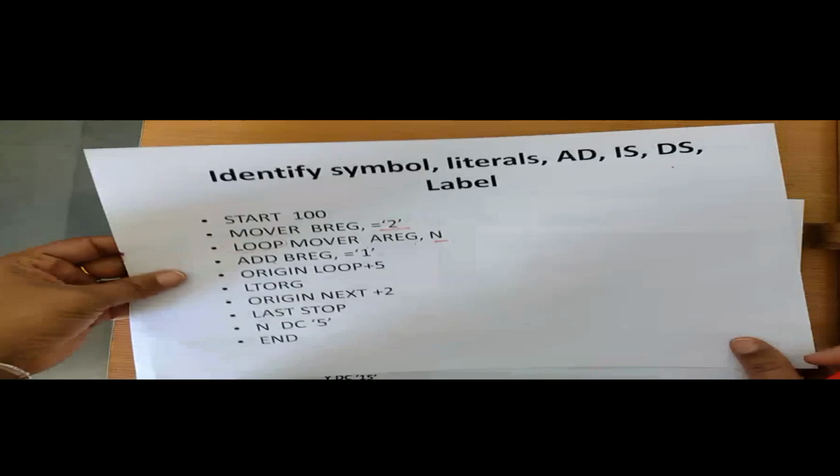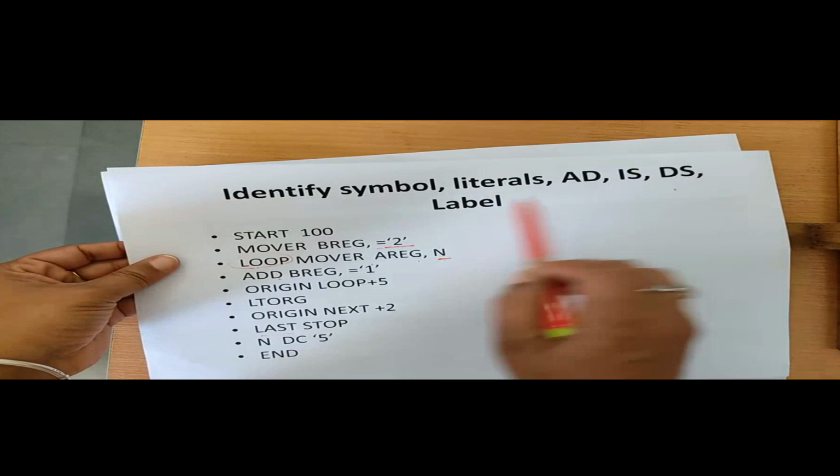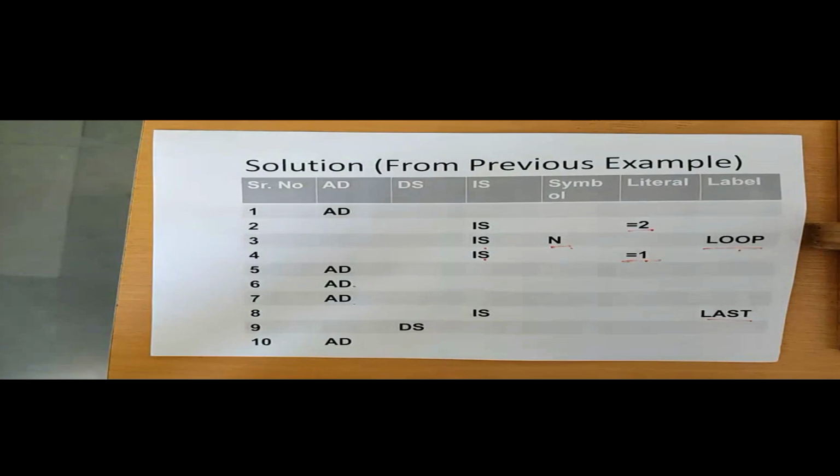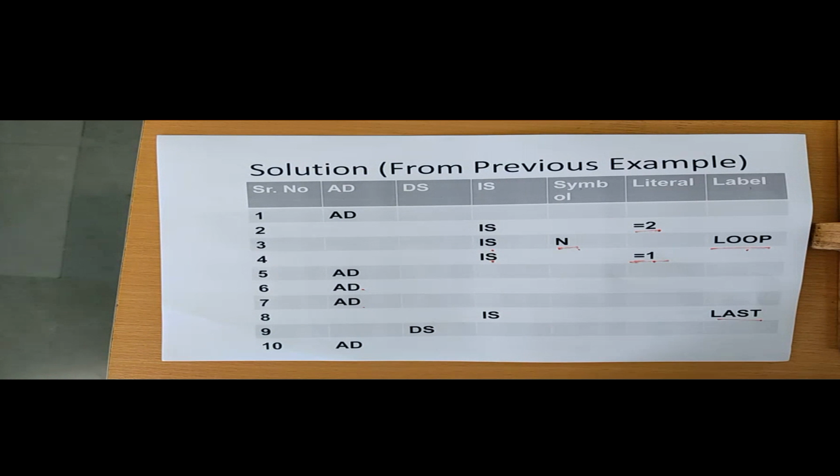So for this particular given code, we have identified the symbol, literal, type of statement and label, and that solution we have put down in this particular table. This is how you have to solve any assembly code given in the exam. You can mention the type of statements. So I hope, dear friends, the concept of types of assembly language statements is clear to you, and given any assembly code you are able to identify the types of statement and the symbols, literals, labels in the program.